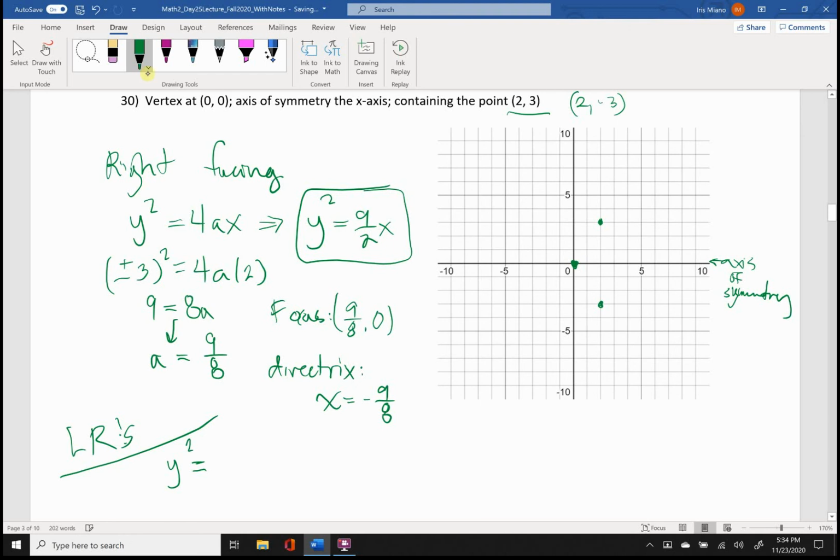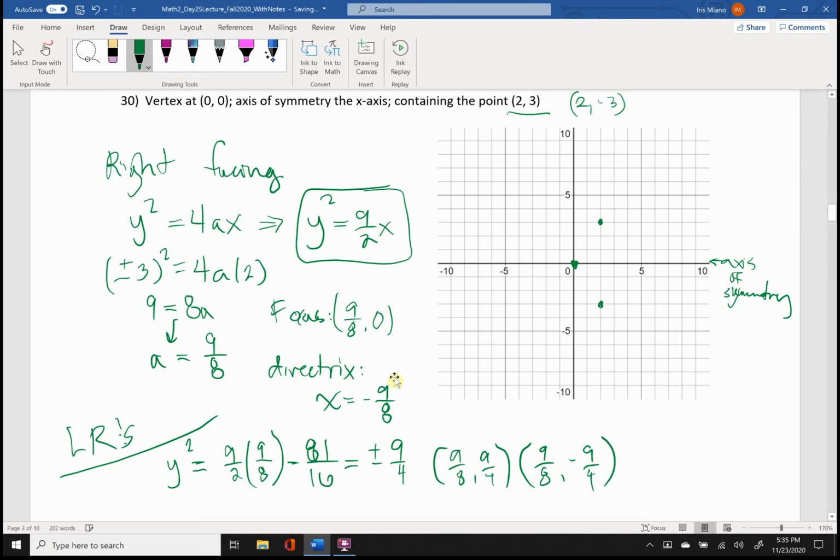So anyway, if you want to find the value of your LRs, you've got to plug in 9/8 for x. And that'll give you 2 y values. So here, that'll give you 81/16, which awesomely, is 2 perfect square numbers. You take the square root of both sides and you'll get plus or minus 9/4. So that means your LRs are the ordered pairs 9/8, 9/4, and 9/8, -9/4.